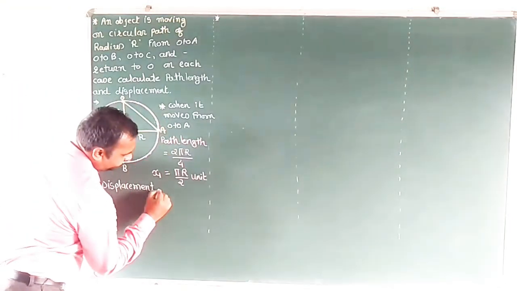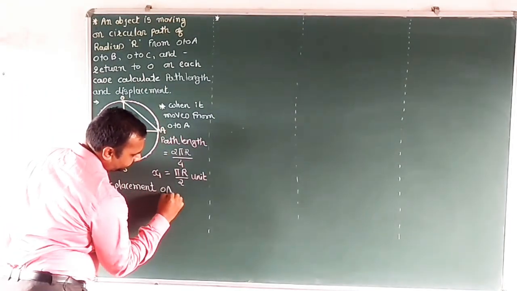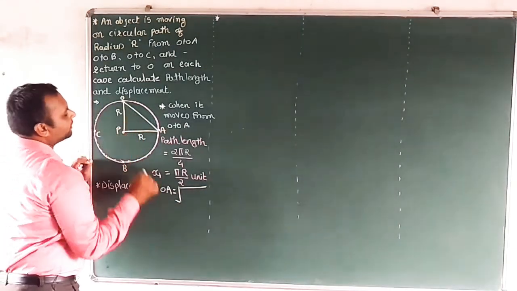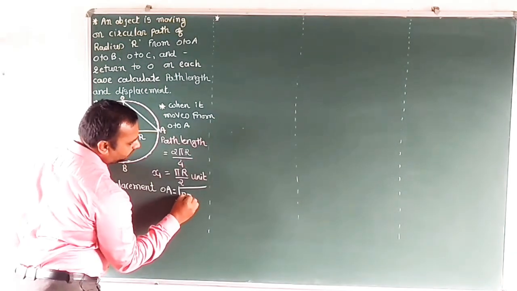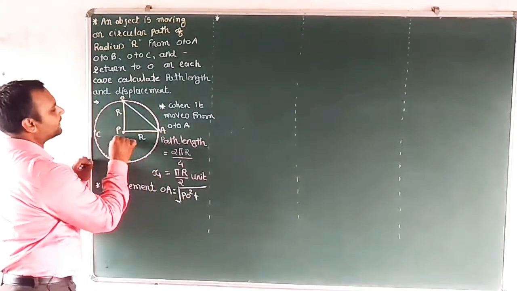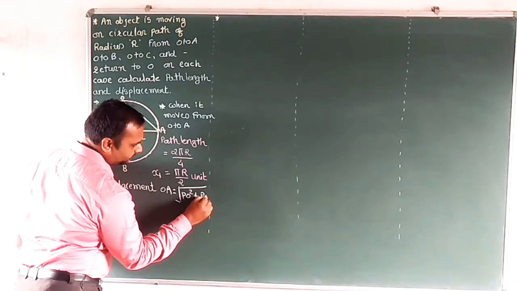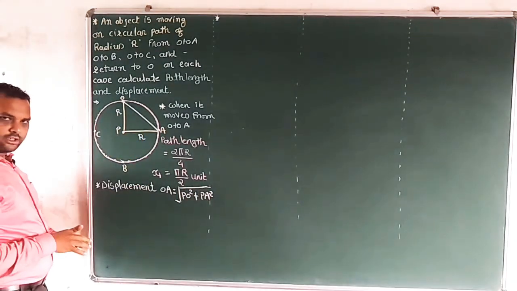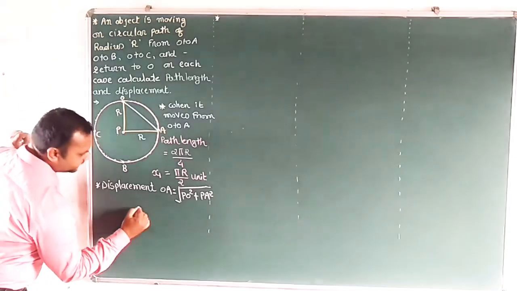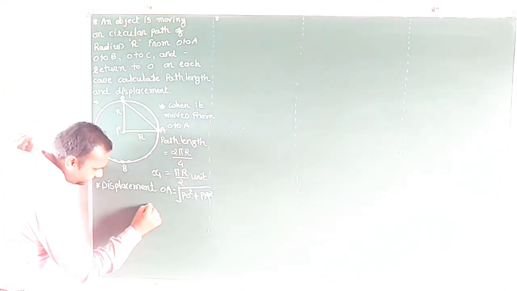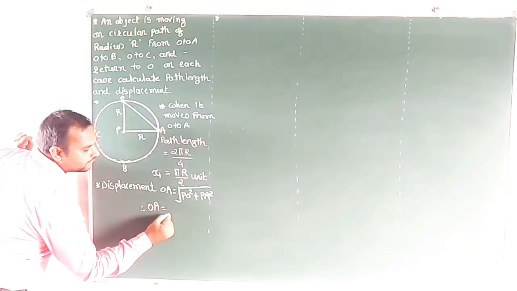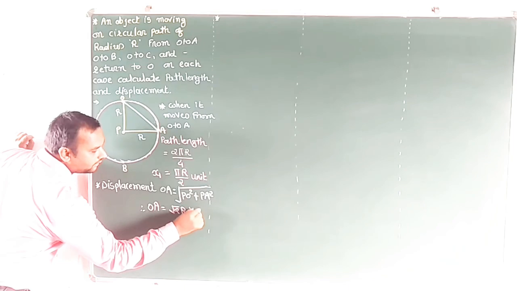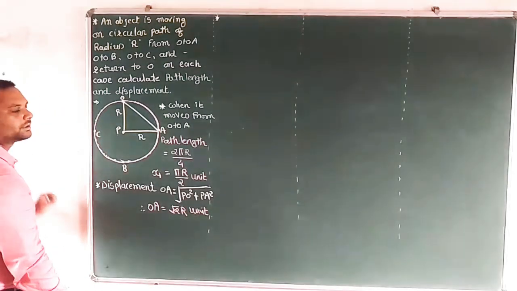So for the displacement, OA is equal to under root of PO square plus PA square, that is r square plus r square, 2r square, in short root 2 r. Therefore OA is equal to root 2 r.